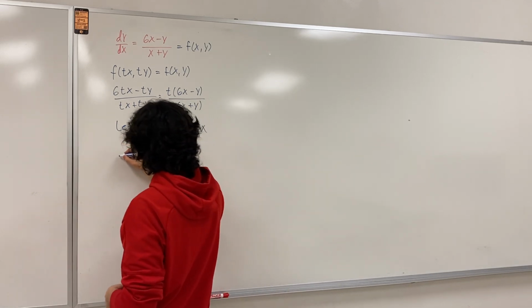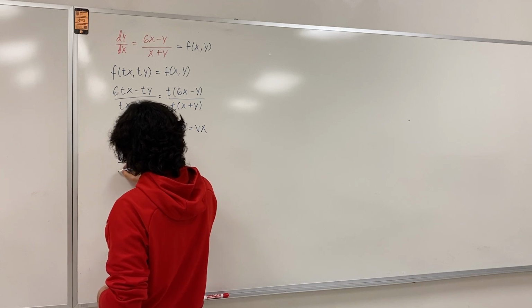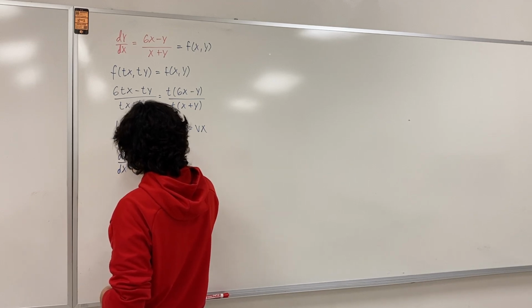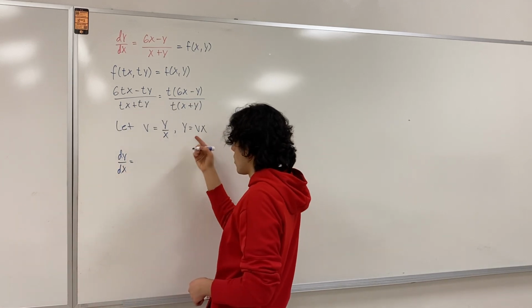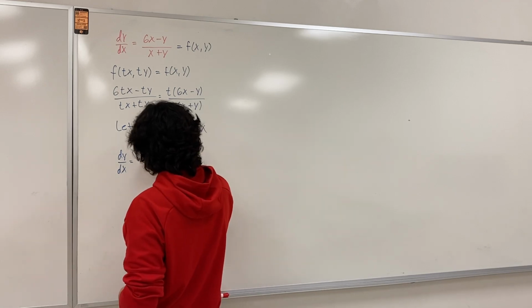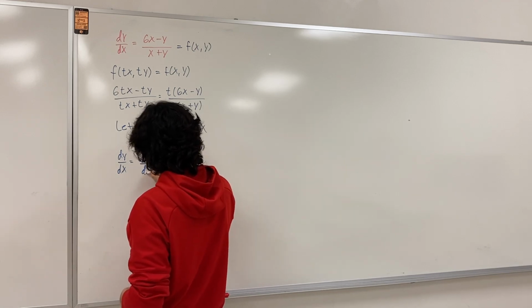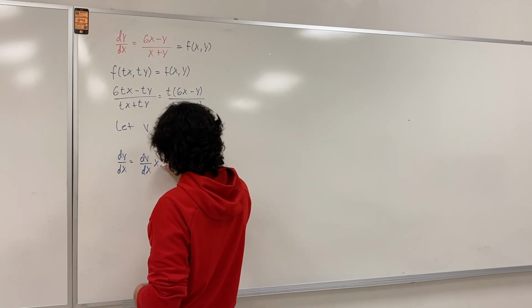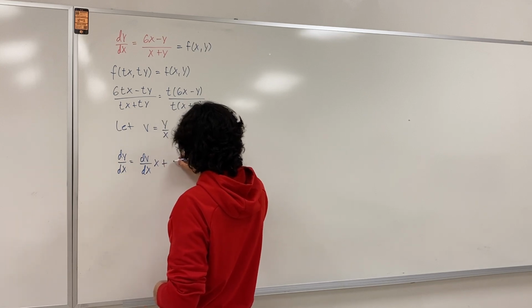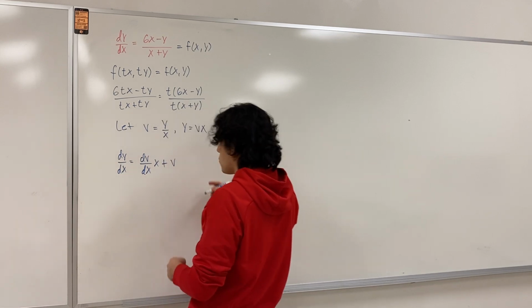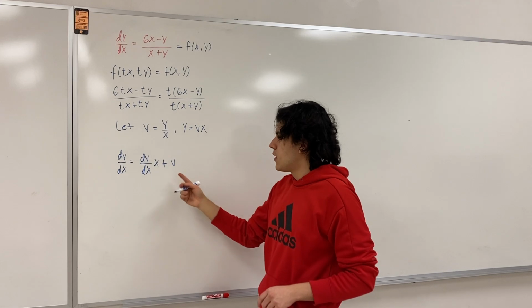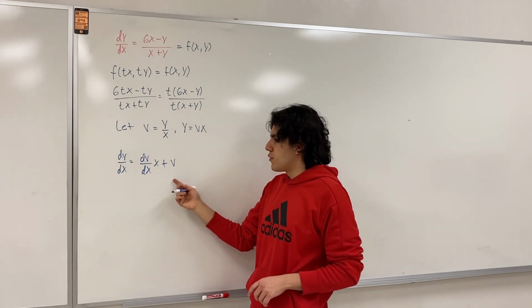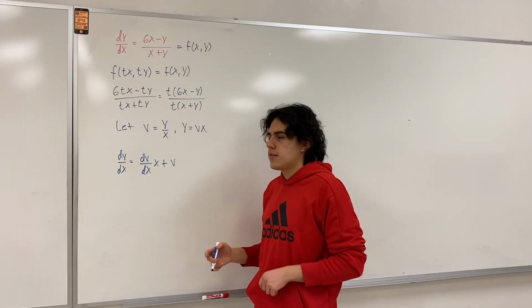And then we can say that dy/dx is going to be equal to, using the product rule, dv/dx times x plus v times the derivative of x with respect to x, that's going to be 1. So this is our substitution for dy/dx in terms of v and x.